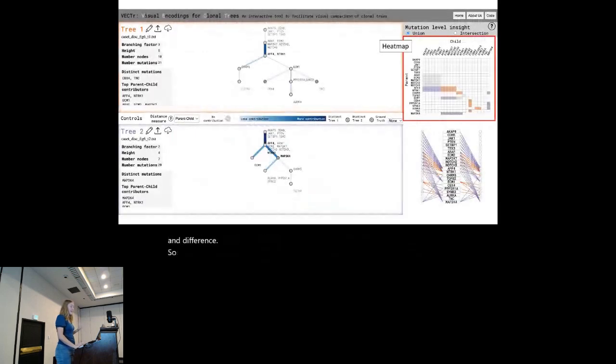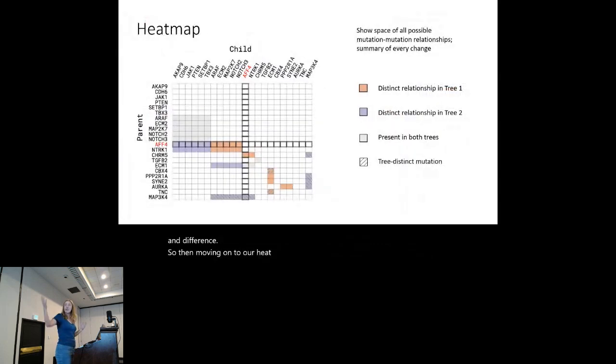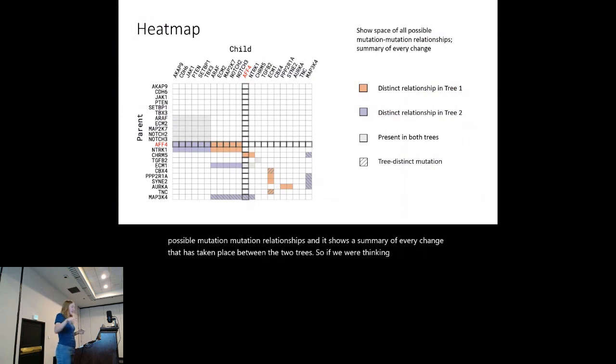So then moving on to our heat map, this encodes basically the space of all of the possible mutation-mutation relationships, and it shows a summary of every change that has taken place between the 2 trees. So if we were thinking about looking at how F4, the relationships that it has, changed between the 2 trees, we could look basically in its row and column to see. And orange squares represent that the relationship is present in tree 1, while purple is present in tree 2.